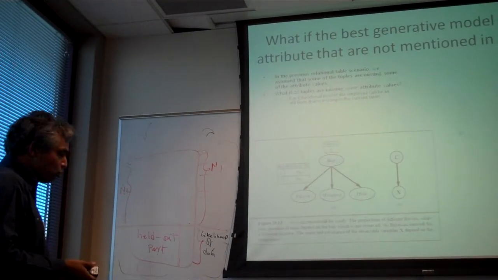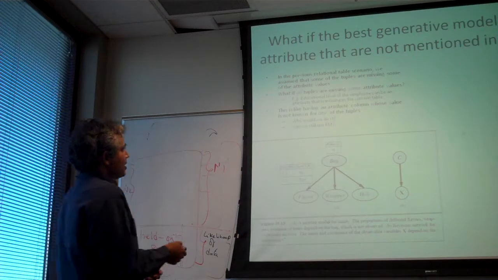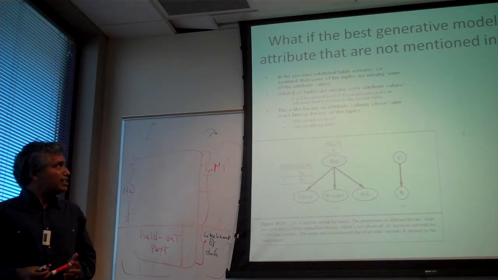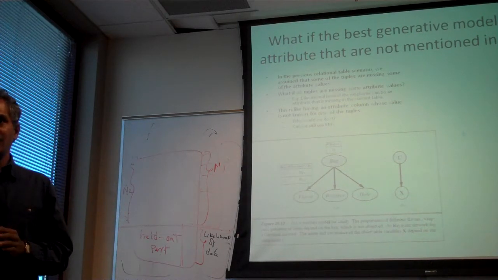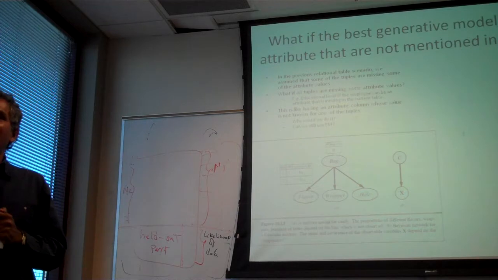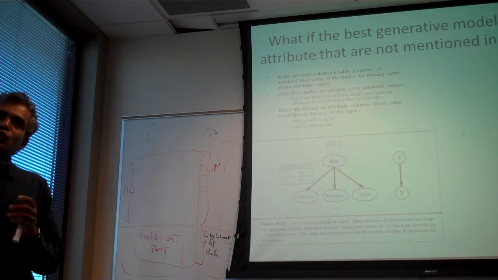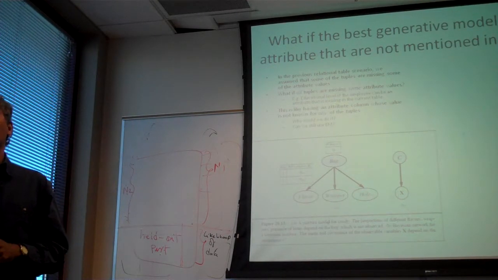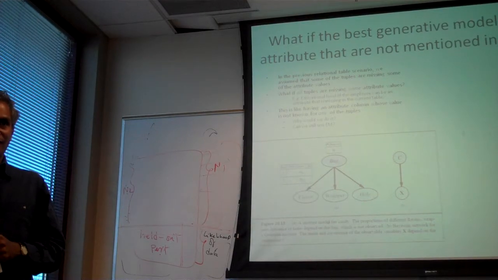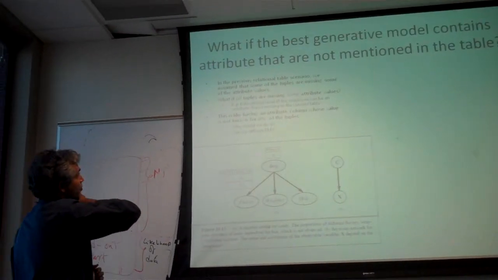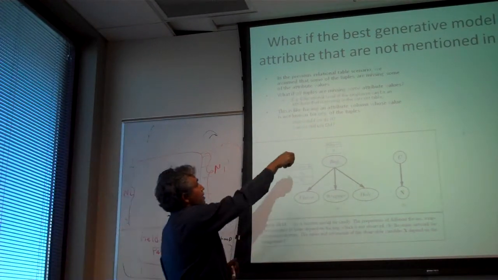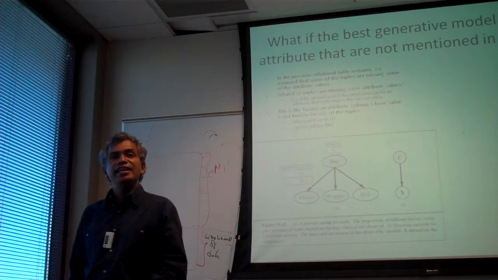Now, this is like having an attribute column whose value is not known for any of the tuples. That's the difference between the previous and this case. In the previous case, at least some of the tuples had the values for this attribute, so you could use them to learn something about how this attribute takes values. Here, none of them have them. My question is, why would we do it? And can we still use EM to do it?